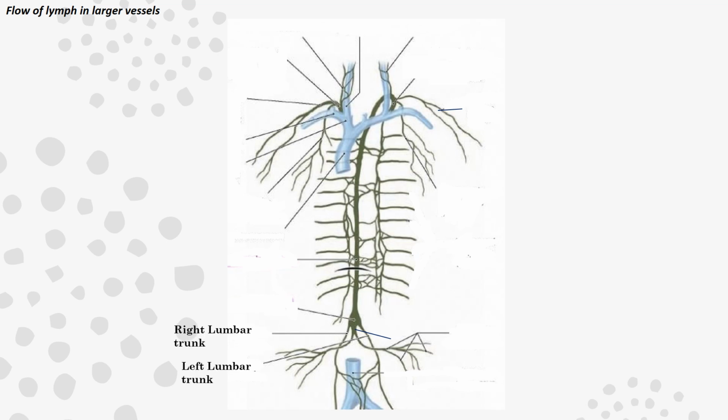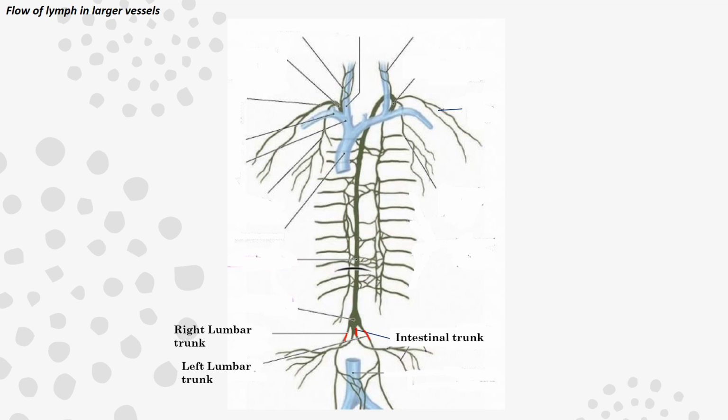Okay, let's start with the very lower part, which is the lumbar trunk. So you have one on your right over here and one on your left, which is eventually going to drain lymph from the structures of your lower limb. That means your lower legs, your pelvis area, so it's going to drain lymph from the lower part of your body. And then you also have the intestinal trunk over here in the middle, which is bringing in lymph that is absorbed from the intestinal region.